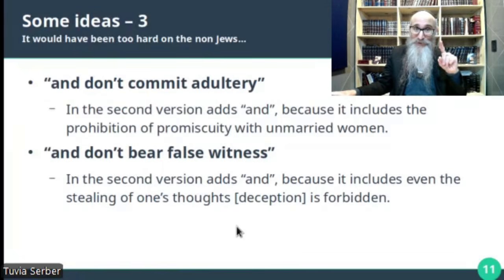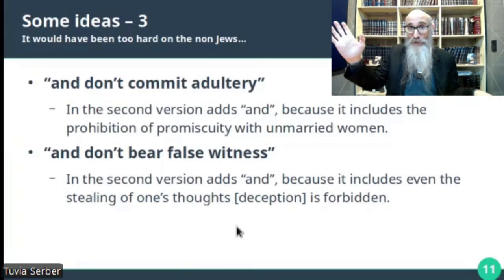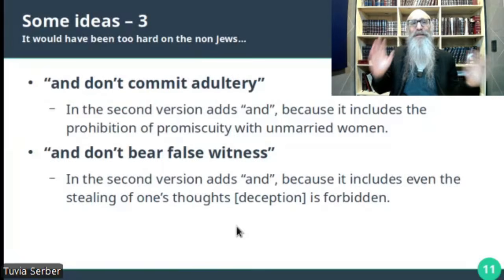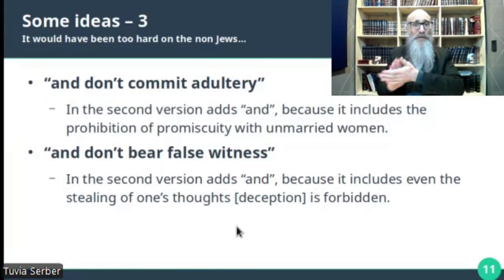That doesn't mean, don't misunderstand, that non-Jews could deceive people and lie and so on. No, definitely not. But what I'm saying is, when God offered the Ten Commandments to the non-Jews originally, before the Jews, it allowed, so to speak, more leniencies. It was an easier Ten Commandments. They did not accept even that first version. Forget it. None of this is for you. You rejected it. Okay, this is for the Jews.